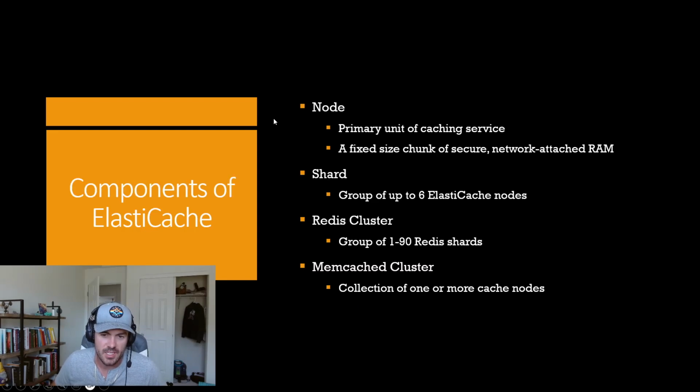So Elasticache has a few different node components. The main unit is a node, which is the primary unit. It's essentially a fixed size chunk of secure network attached RAM that handles operations. Then a shard is a group of up to 6 Elasticache nodes. So if you have a higher load, you can group a few different nodes into a shard. A Redis cluster is going to be a group of 1 through 90 of these Redis shards. And a Memcached cluster is similar, except it's just a collection of one or more cache nodes.